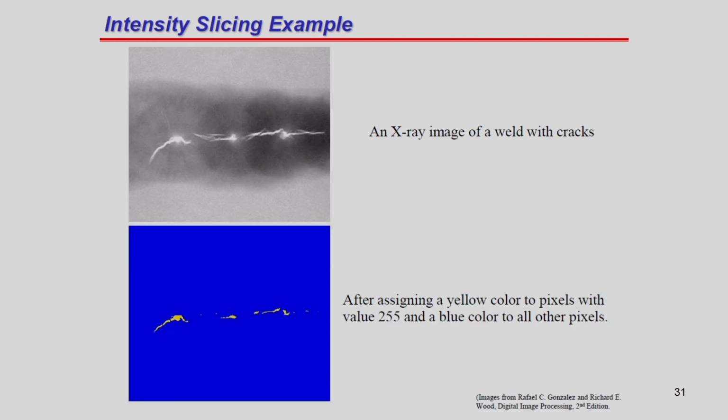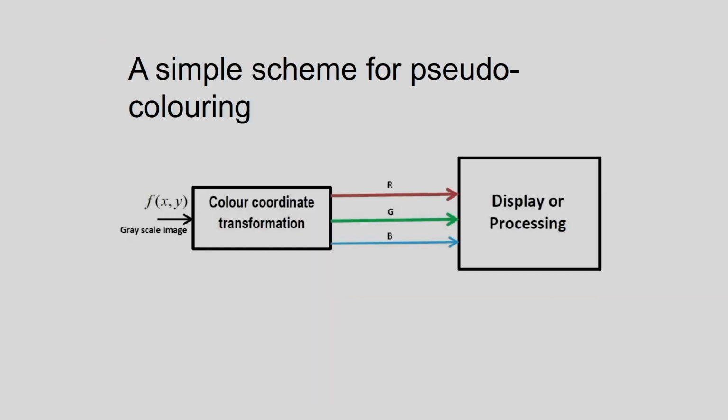Here you can see the example. I have the grayscale image and I am converting it into the color image. The procedure is something like intensity slicing I am doing: assigning a yellow color to pixels with value 255 and a blue color to all other pixels. Now in case of the pseudo coloring, already I have explained about the transformation. You can see the input is the grayscale image, f(x,y) is the image, and I am considering some color transformation.